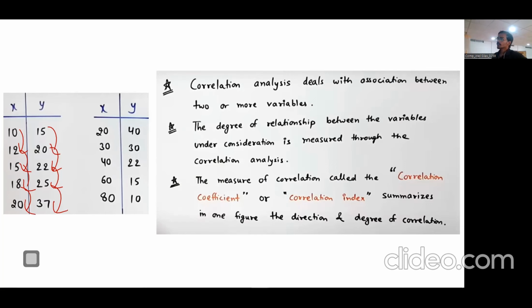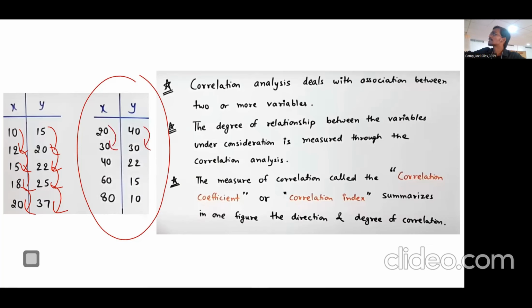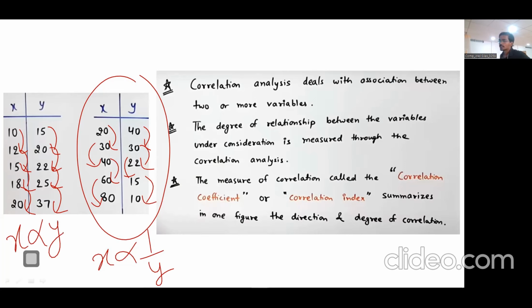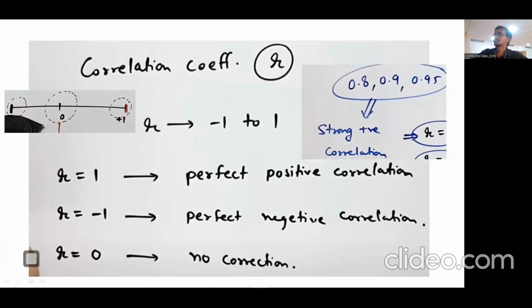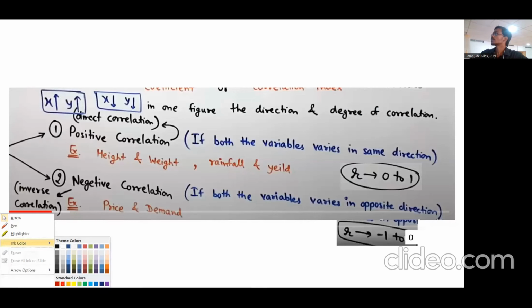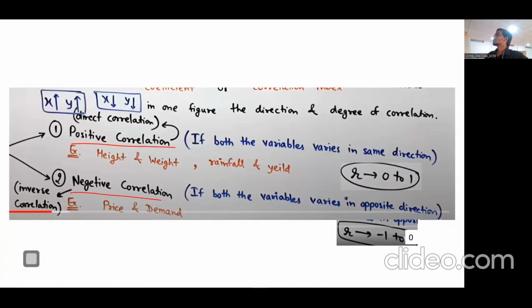Or maybe in another kind of data set, X is increasing, but Y is decreasing. Now X increased, but Y decreased. Again X increased, again Y decreased. That means X and Y are inversely proportional, and here Y is directly proportional to X. So there are two types of correlation. One is called positive correlation, and one is called negative correlation.